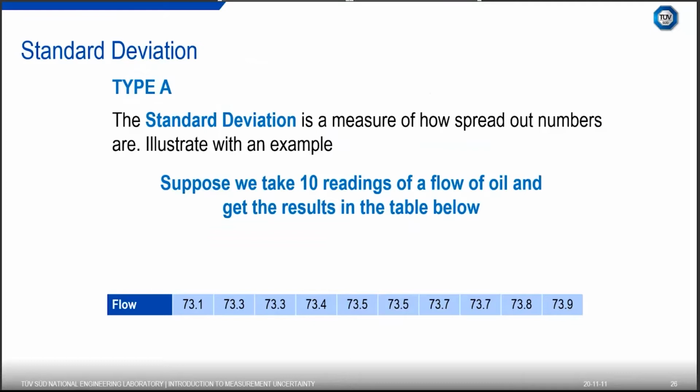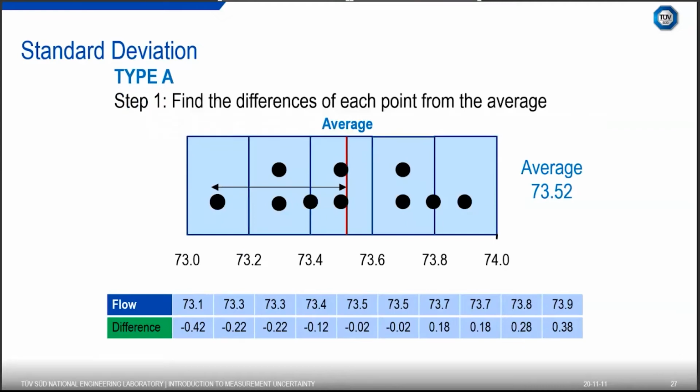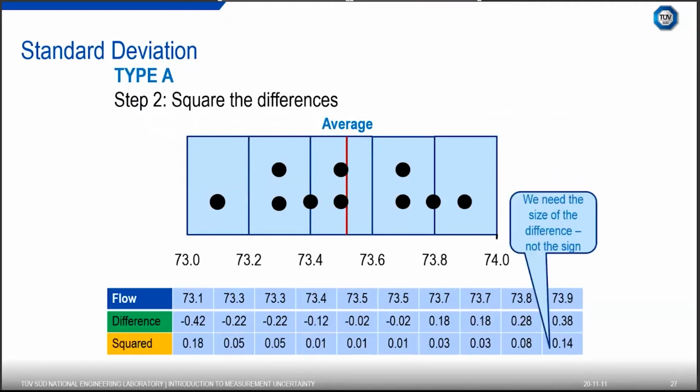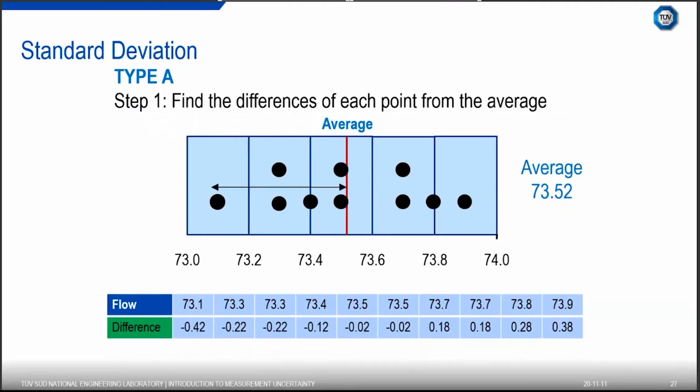So what we tend to do is calculate a standard deviation, and this really characterises how spread out the numbers are. So if we illustrate with an example, suppose we take 10 readings of a flow of oil and get the results in the table below. To calculate the standard deviation, we would take the average of all of the points and then subsequently work out the difference between each point and the average. So this is shown in the green row, the difference between all of the points and the average.